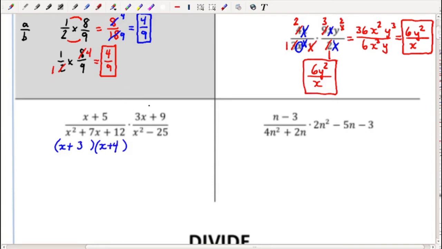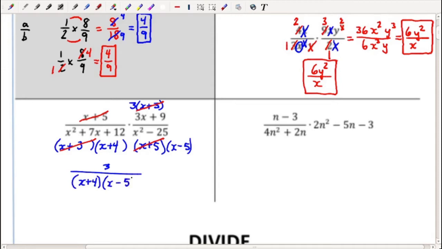Taking a look at this top, I've got a GCF of 3, so pull that out and I'm left with x plus 3. And on the bottom, this looks like a difference of squares, x plus 5 and x minus 5. And now I start looking to see if I can pull out any common factors. So x plus 5 cancels x plus 5. X plus 3 cancels x plus 3. 3 doesn't cancel anything, and so what I'm left with on the top of my fraction is a 3. And on the bottom of my fraction, x plus 4 and x minus 5.